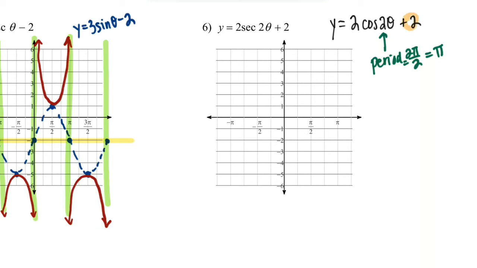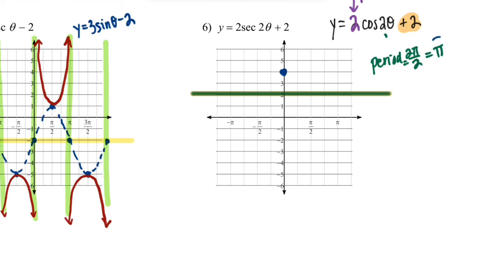This 2 right here tells us that our midline is shifted up 2 units. And then, of course, this value right here, this 2, tells us our amplitude. So cosine starts at the maximum value. And our maximum value is 2 units above the midline. So it starts at the max.